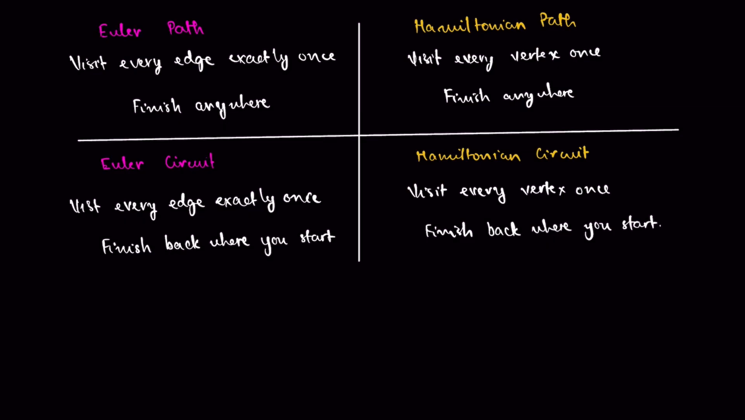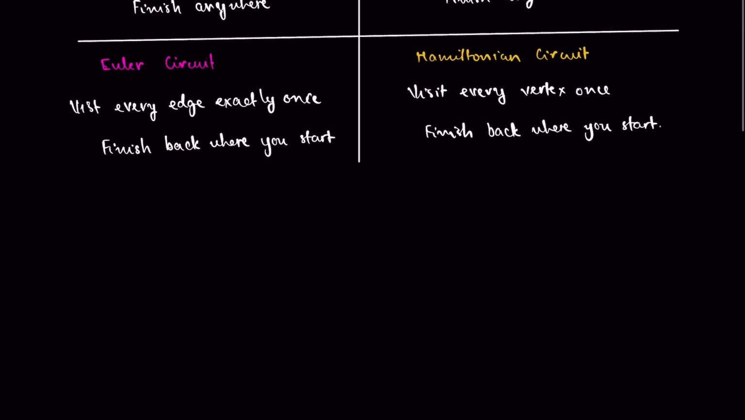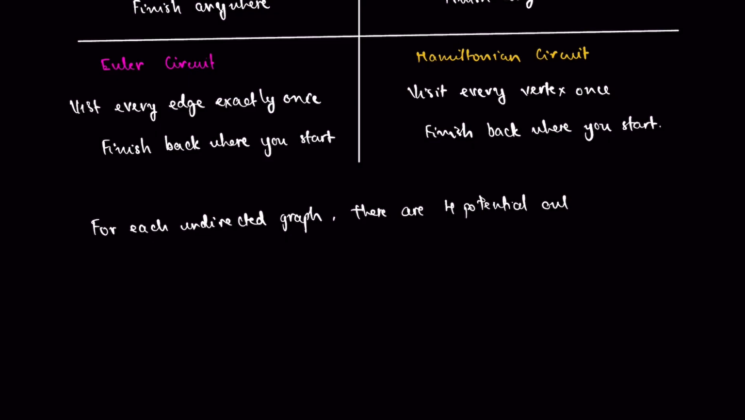Not every graph has a Hamiltonian or Eulerian property. It's just that when you see a graph, there are potentially 4 different algorithms that you can identify. So that's the remark that I want to give you. That is, for each undirected graph, there are 4 potential outcomes to determine.